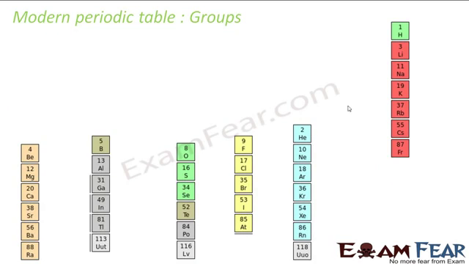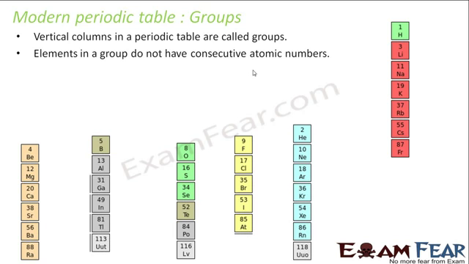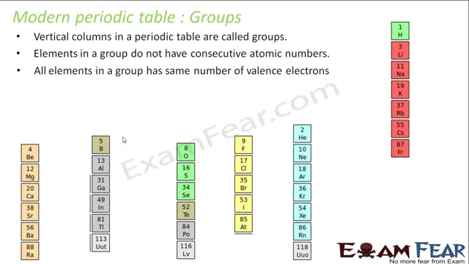Now let's see groups. These are all called groups because they have the same chemical properties. Vertical columns in the periodic table are groups, and please note they don't have consecutive atomic numbers. If you see, it's 9, 17, 35. So they don't have consecutive atomic numbers as we have in periods. And they have the same number of valence electrons. Though, helium has 2 electrons, sorry, there is an exception here. This one has 2, but apart from these, all have 8 valence electrons.